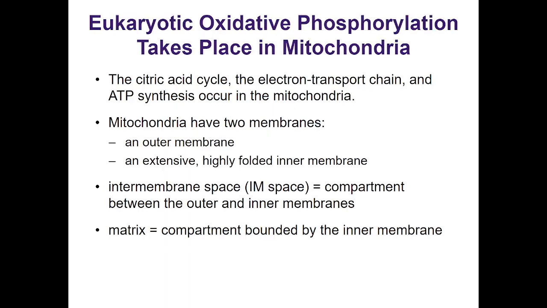Okay. So again, the citric acid cycle, the electron transport chain, and the ATP synthesis are going to occur in the mitochondria. Your mitochondria are going to have two membranes. You have an outer membrane, then you have an extensive, highly folded inner membrane. Why would this need to be highly folded, by the way? Let's do a little bit of critical thinking there.